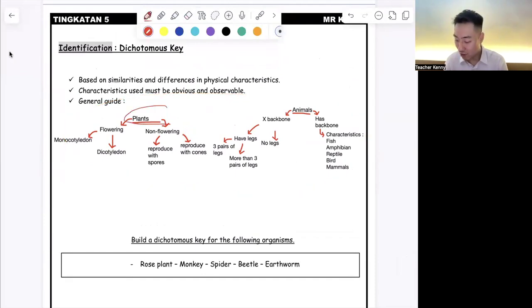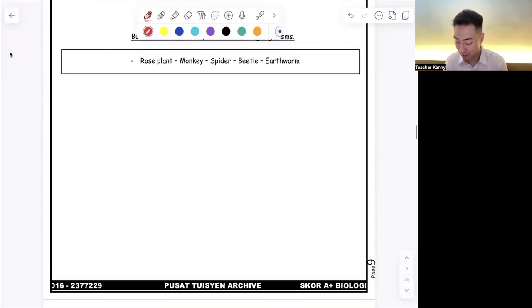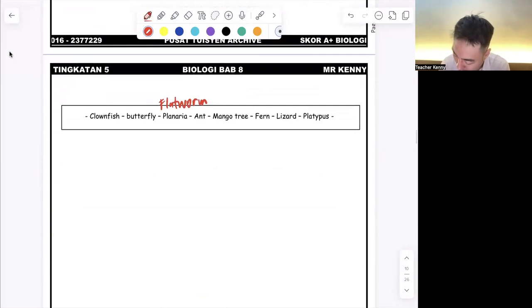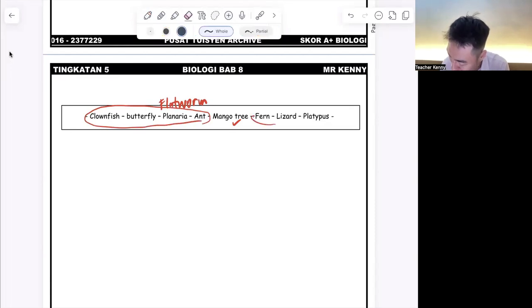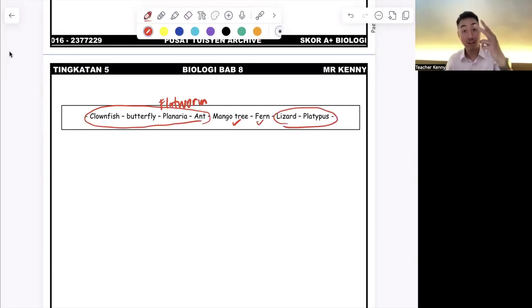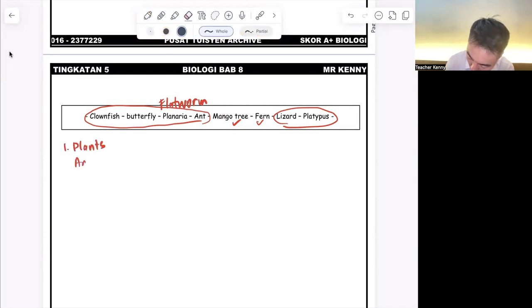Number one, the first grouping is: are they plants or animals? We split them into plants and animals. For example, in this case, we have mango tree and fern. We have two plants here. The rest are animals. So number one, we split based on plants and animals. Plants, animals. For plants, I'm just going to draw dots.